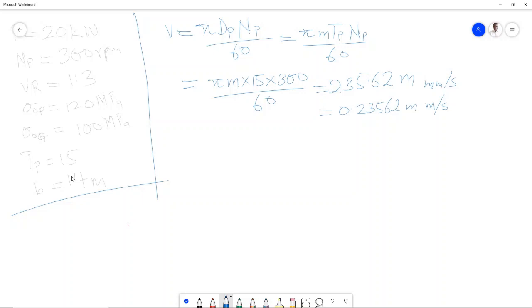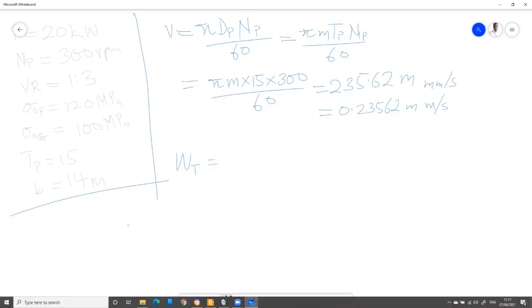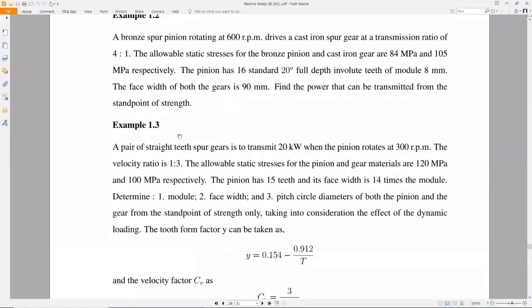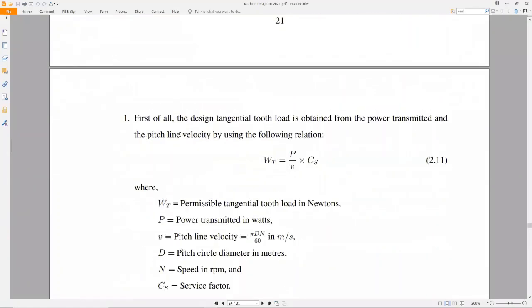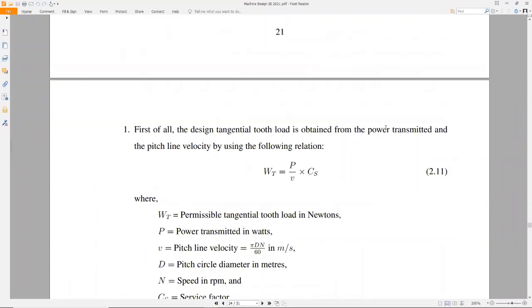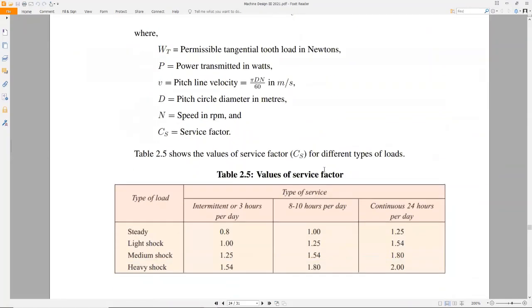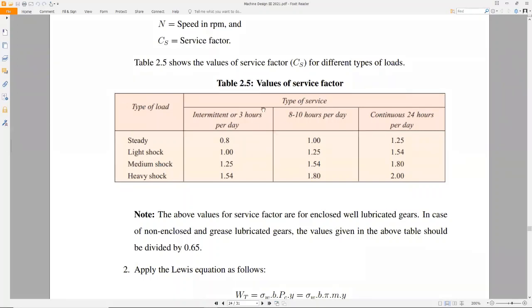The next thing we need to determine is the WT. As I was taking you through the procedure in gear design, we need to determine the transmitted load. Let's go back to that one. First of all, we need to obtain the tangential load and the pitch line velocity. The tangential load we can obtain from this equation here, WT is equal to P on the V times CS. CS is the service factor, and the service factor we obtained from this table. But from this table, we don't have any information whether it's steady loading, light shock load, medium shock, or heavy shock, intermittent loading for 3 hours per day or 8 to 10 hours per day. We don't have this information.